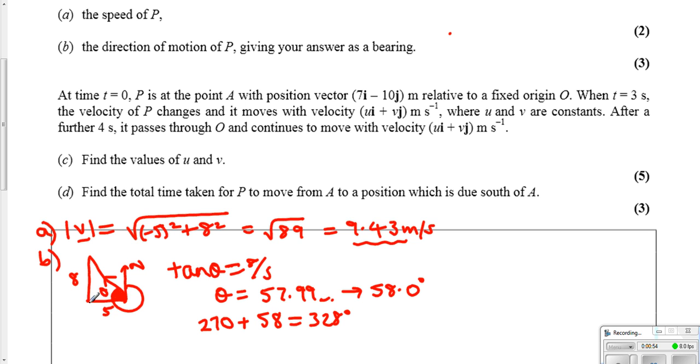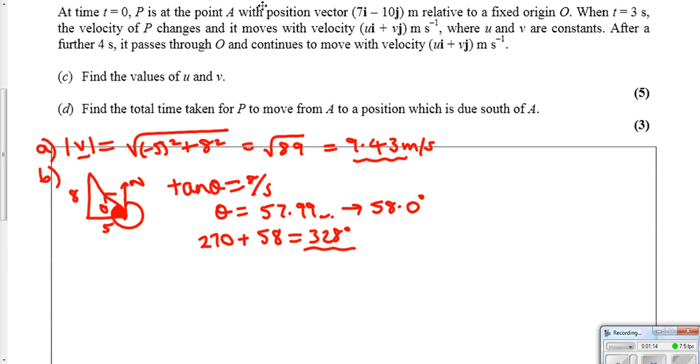And because this line I've drawn here is west, that's 270 degrees. So 270 add 58 tells us what the angle is here. Remember, bearings are always measured around from north, and that gives us 328. So that's the first part of the question completed.